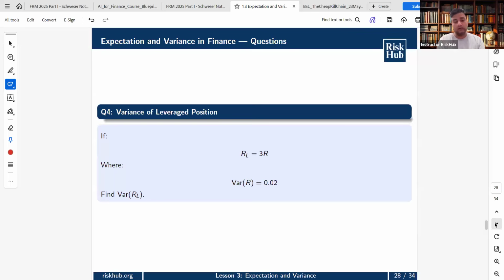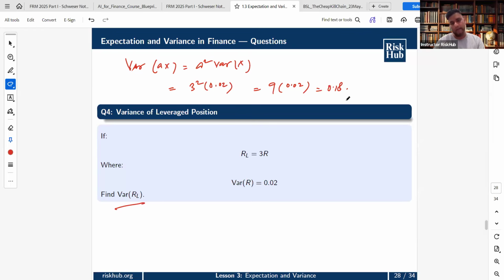Then we have question number 4, variance of aX, a squared variance of X, right? So we are trying to find variance, right? So variance of RL is equal to c squared, 9 into 0.02, equal to 0.18, right? Leverage increases risk quadratically. Leverage increases risk quadratically, right? Remember this one.